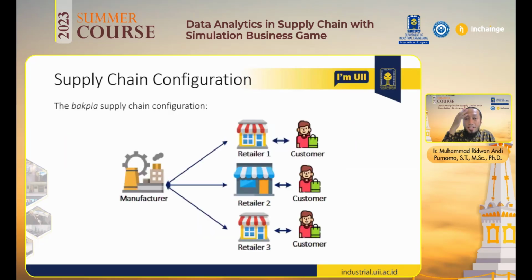This is the supply chain configuration. Before we go to the Excel file, I need to show the configuration of the supply chain. There is one manufacturer and there are 3 retailers, in 3 different locations. The behavior of the customer is also different. Customer 1, 2, 3 for every retailer has different behavior. I mean different demand, different demand rate like that.